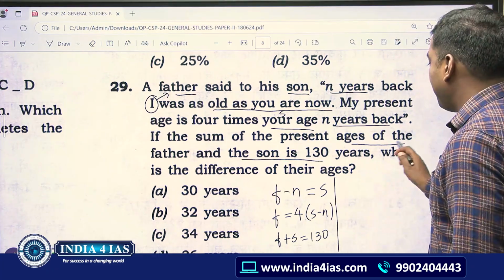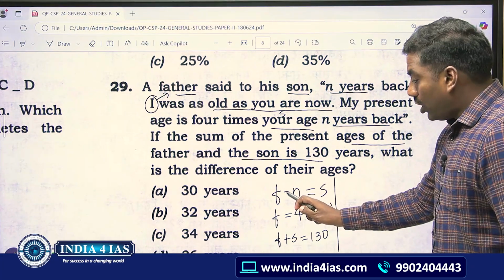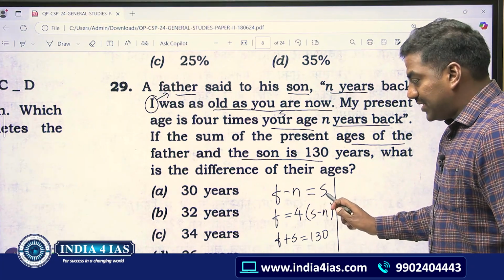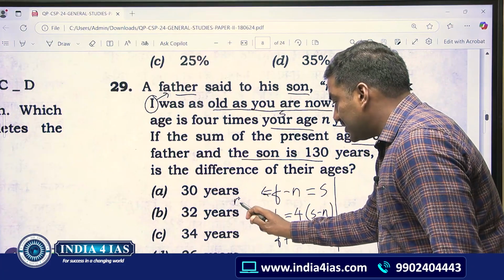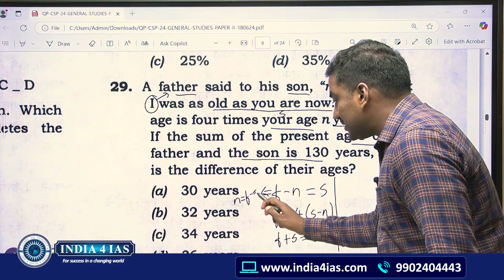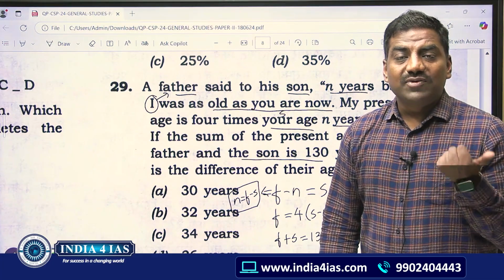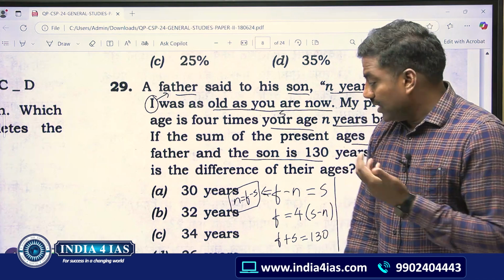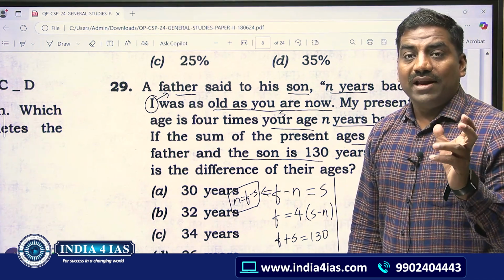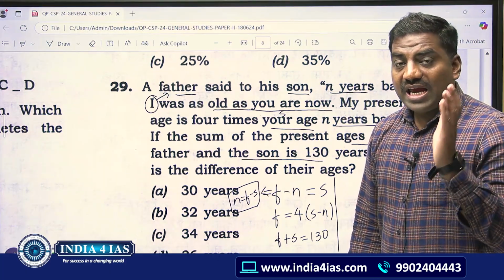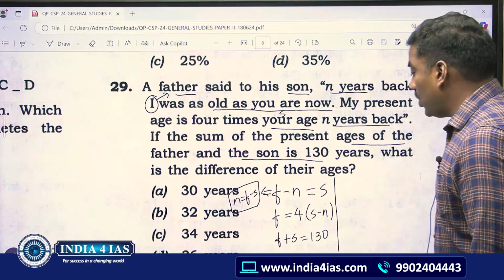Now they are asking, what is the difference of their ages? See, look here, father's age minus n is equal to s. If I reconstruct this, it gives me n is equal to f minus s. That itself is the difference between the father's age and the son's age. So I should make an effort to find the value of n. Wherever f and s are there, I have to substitute it for n. So let us make an effort.